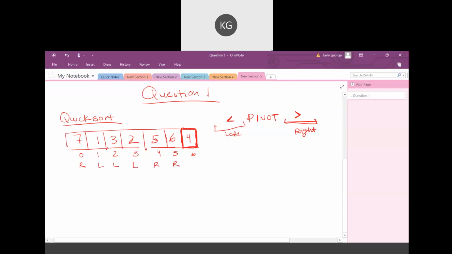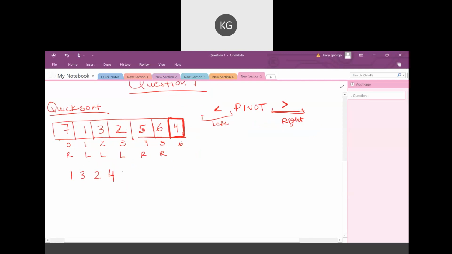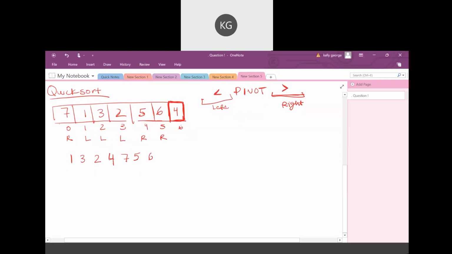So now when we rewrite our array, we would have the left values, so we'd have 1, 3, 2, our 4, and then all the numbers to the right of the 4 would be 7, 5, and 6. So now we have our next part of the array.